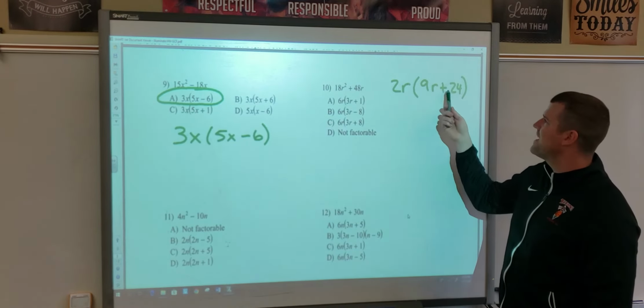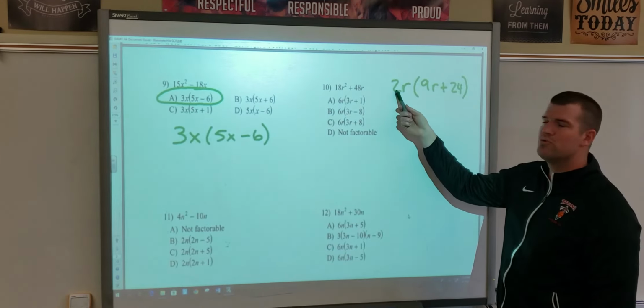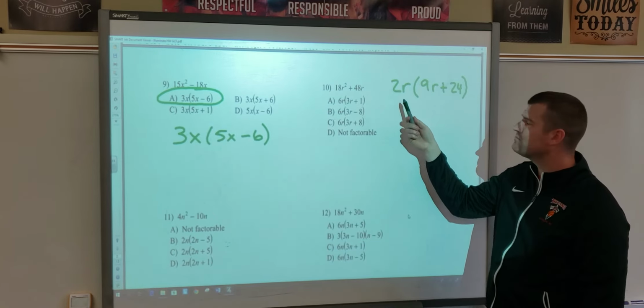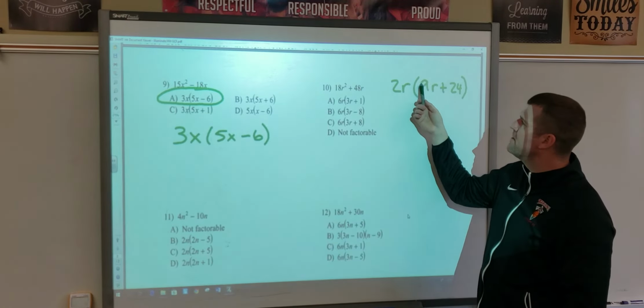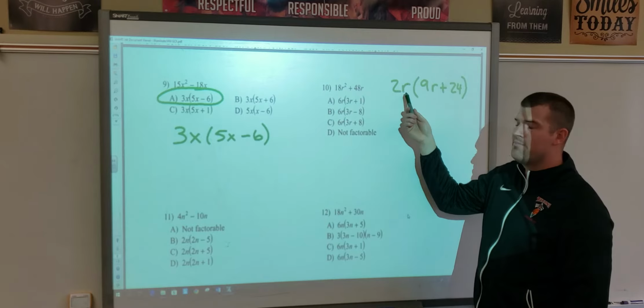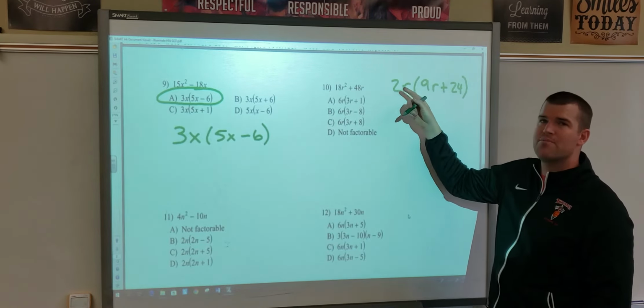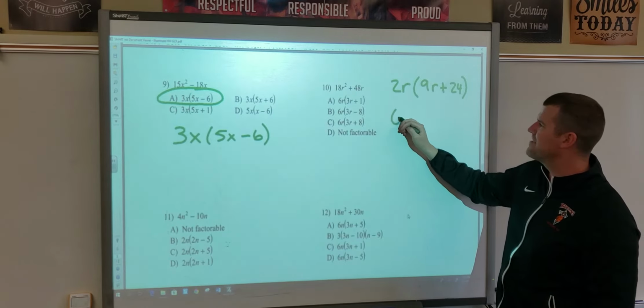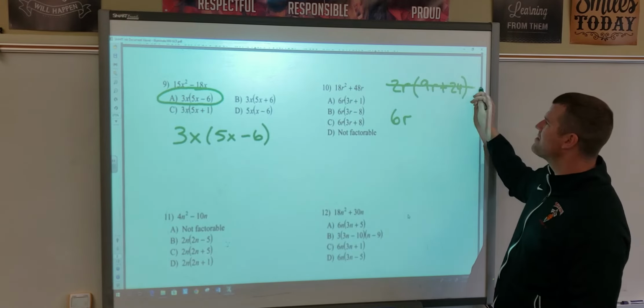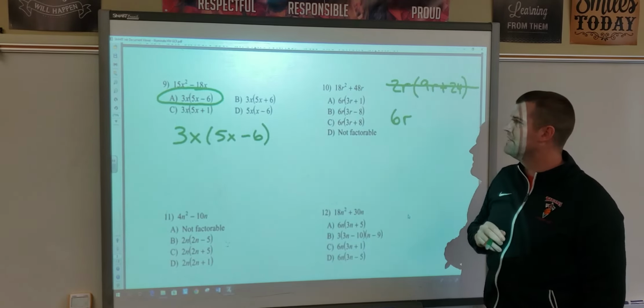So if I can still take out a 3, that means that 2 was not my greatest common factor. So if I could take out a 3, and I already took out a 2, if I multiply those together, I know that my GCF is actually 2r times 3, which will be 6r. So that was not factored completely.